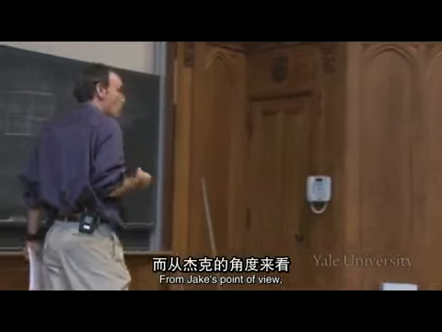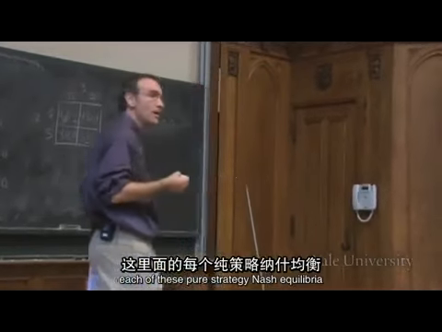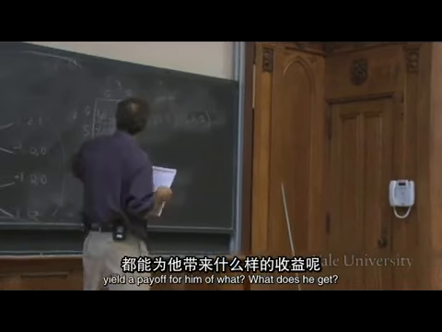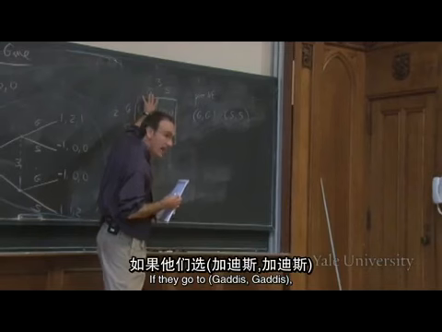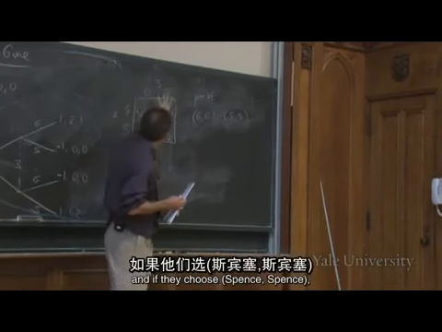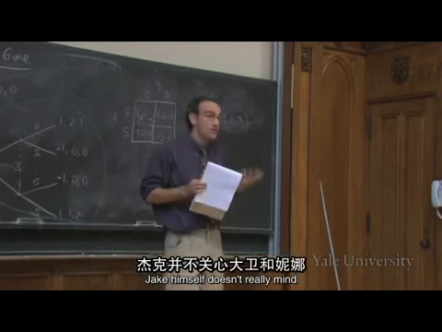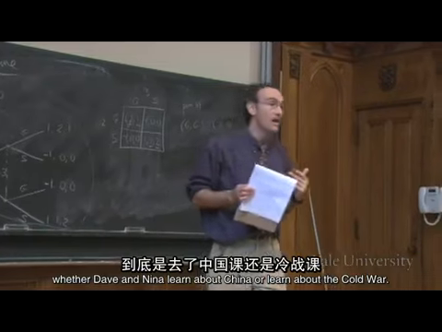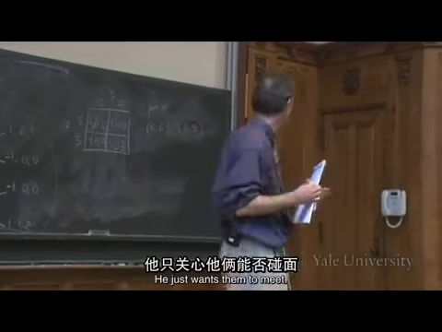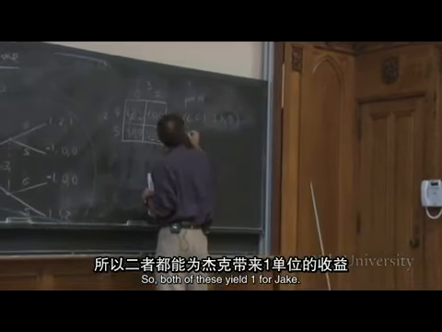All right, and from Jake's point of view, each of these pure strategy Nash equilibria yields a payoff for him of what? What does he get? If they go to Gaddis, Gaddis, he's happy that they met and he gets 1. And if they choose Spence, Spence, he's happy that they met and he gets 1. Jake himself doesn't really mind whether Dave and Nina learn about China or learn about the Cold War. He just wants them to meet. All right. So both of these yield 1 for Jake.